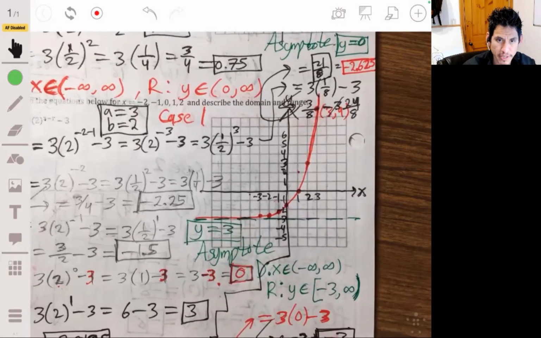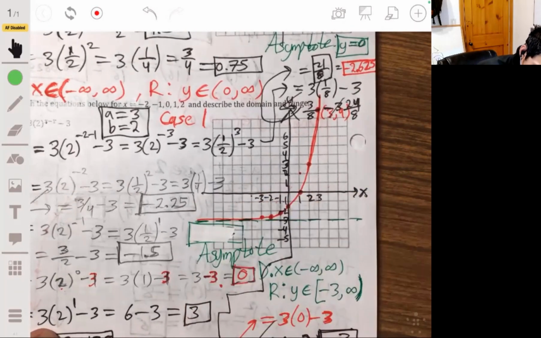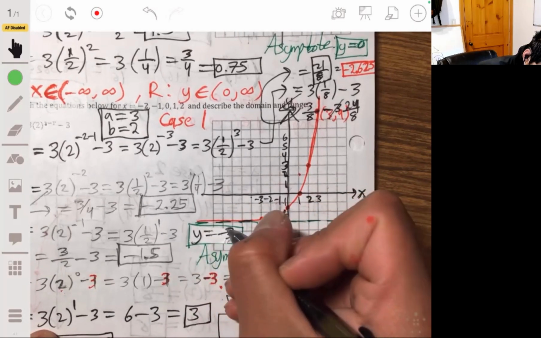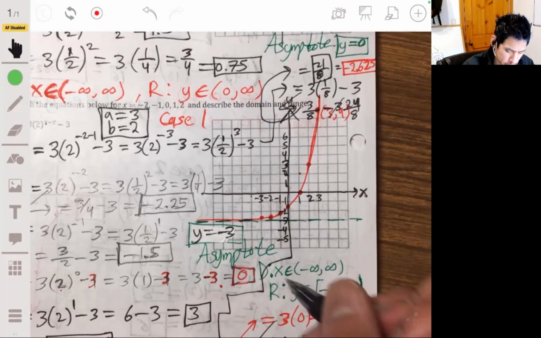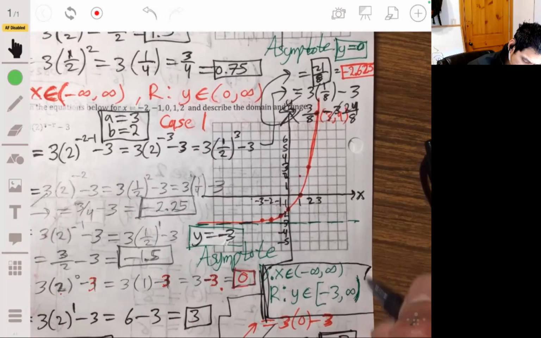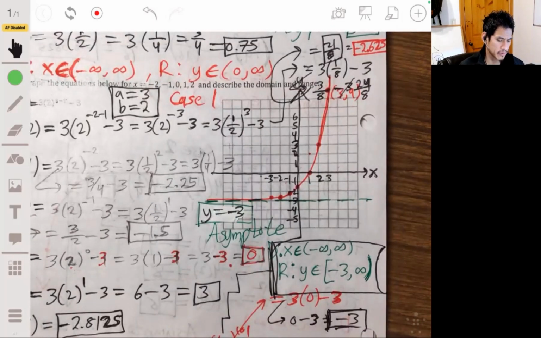And this should say negative 3. I realized they wrote positive 3. Let me fix that. I'm going to write this in black actually because it'll stand out better. So our asymptote is y equals negative 3. So that's the deal here.